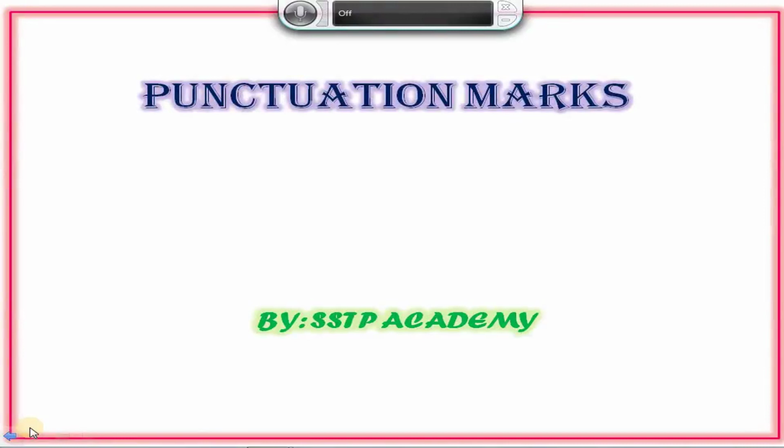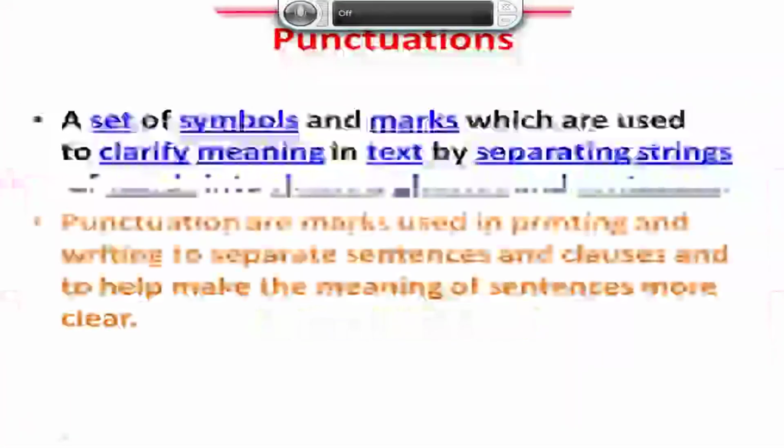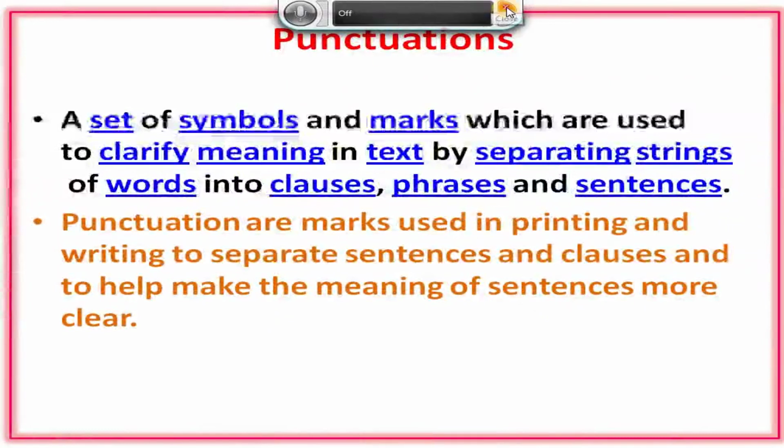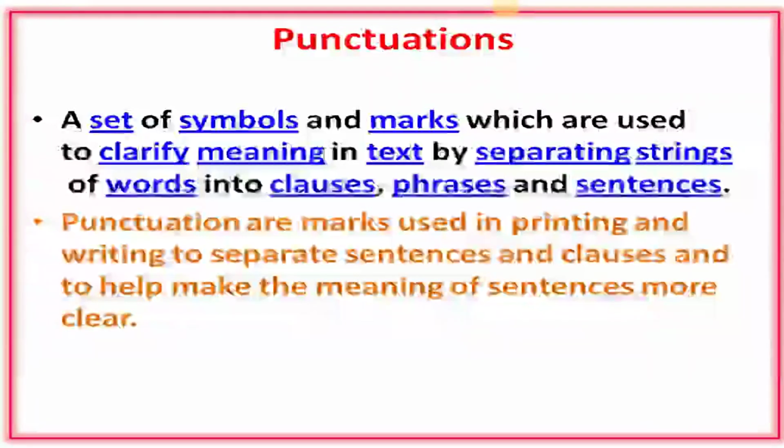Today I am going to teach you about punctuation marks in the English language. First of all, we are going to understand the meaning of punctuation. Punctuation is a set of symbols and marks which are used to clarify meaning in text by separating strings of words into clauses, phrases, and sentences. Punctuation marks are used in printing and writing to separate sentences and clauses and to help make the meaning of sentences more clear.